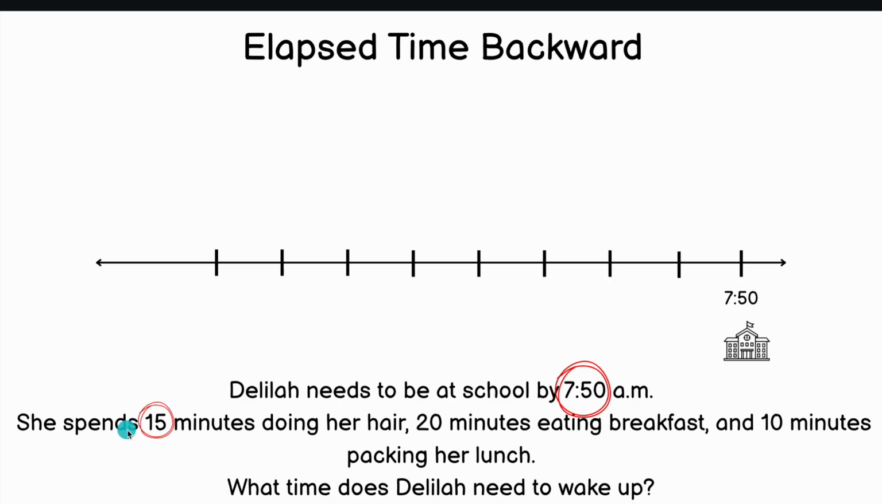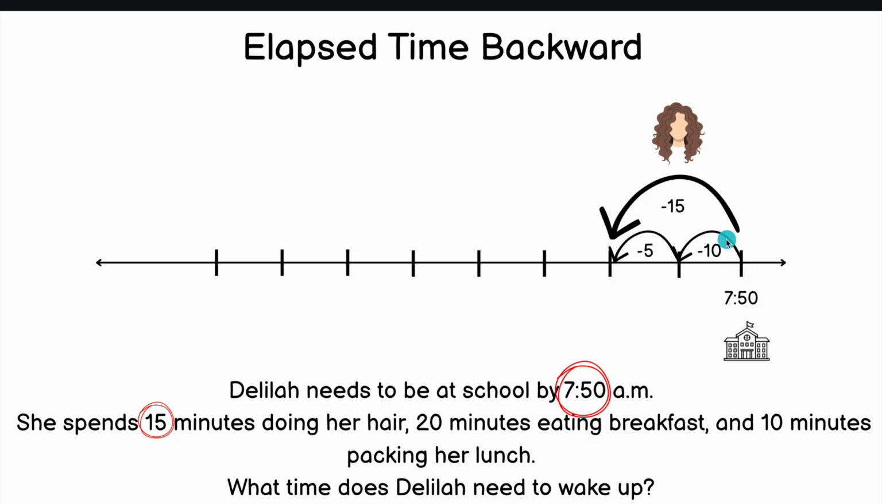Now it says that she spends 15 minutes doing her hair, and we know she does her hair before she gets to school. So we are going to go backwards 15 minutes. Now, it can be tricky to subtract 15, so we can break up 15 into 10 minutes and 5 minutes. We know 10 minutes and 5 minutes makes 15 minutes, but these are much friendlier numbers to subtract.